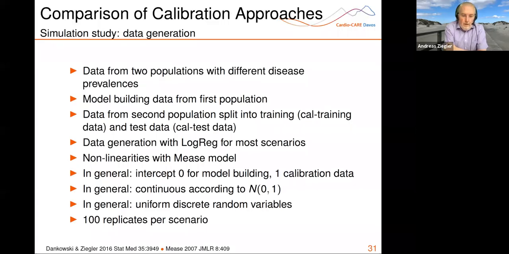Now, after having described the methods, I talked about the performance measures and how to compare the machines. Now I'm at the stage that I can describe the simulation study in some detail. So what we did in our simulation study, which actually ran a couple of days on our cluster in Davos. Why did it run a couple of days?